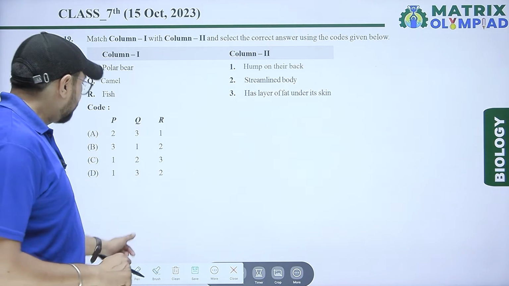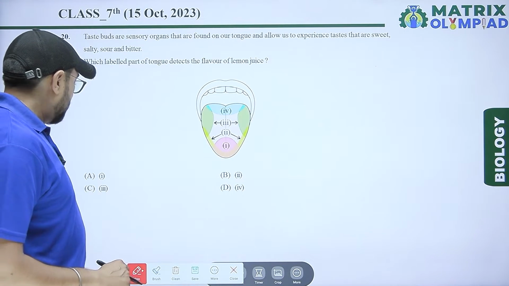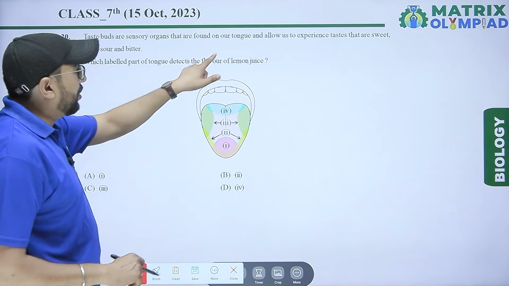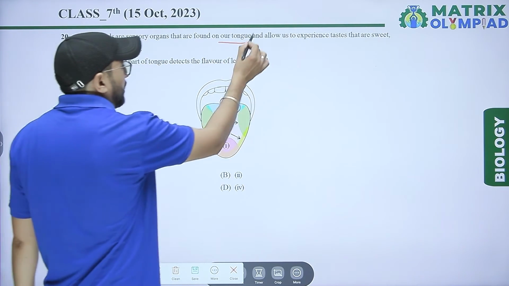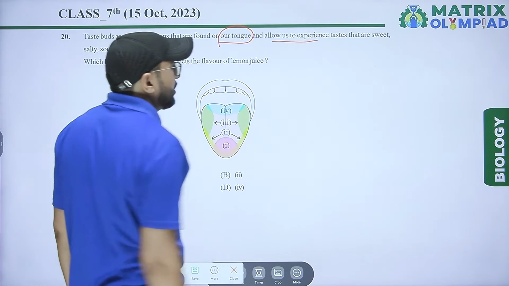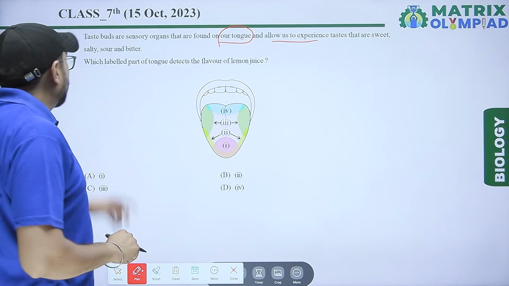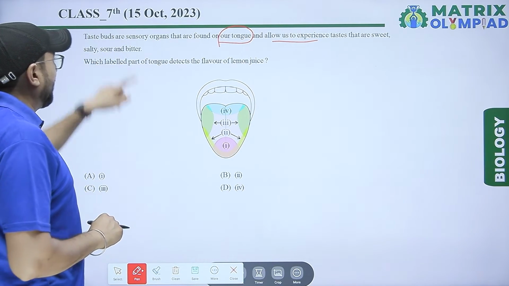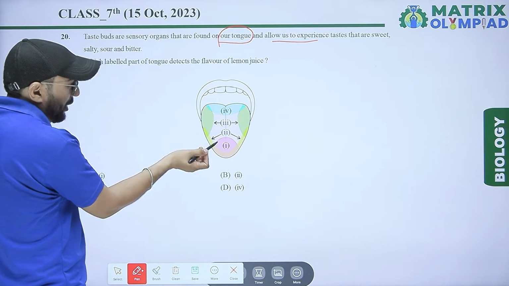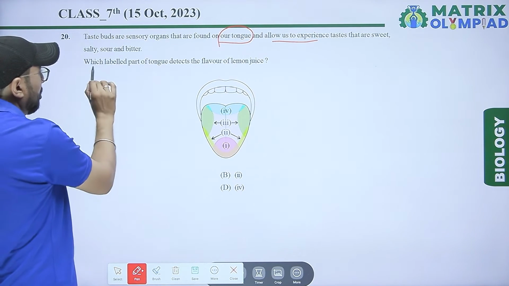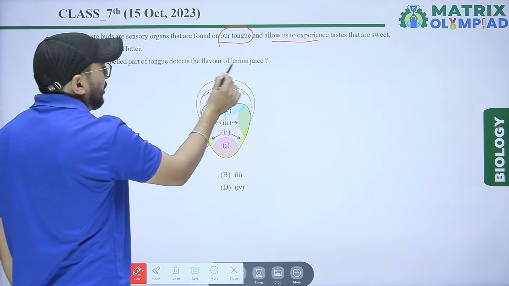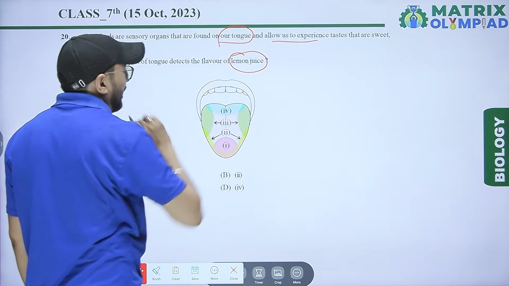Next question. Taste buds are sensory organs that are found on our tongue and allow us to experience tastes that are sweet, salt, sour and bitter. 4 parts are shown in this diagram. Which labeled part of the tongue detects the flavor of lemon juice?